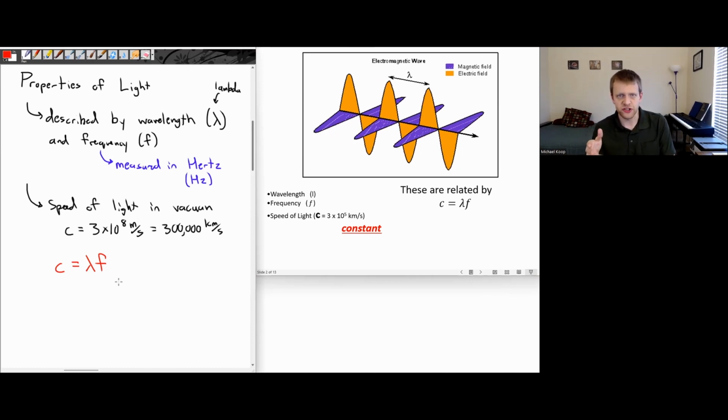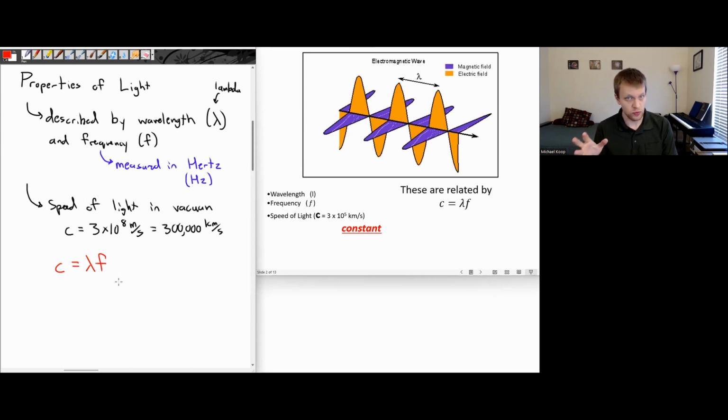Now, there's a couple of interesting consequences to this, because we said that the speed of light, as long as they're in a vacuum, which is what we'll generally assume for this course, is the same for all different kinds of light if it's in a vacuum. So this speed of light is staying the same.